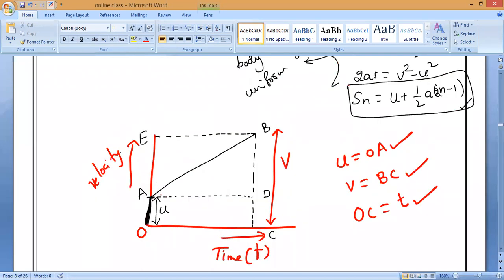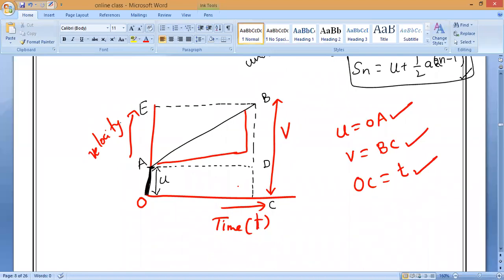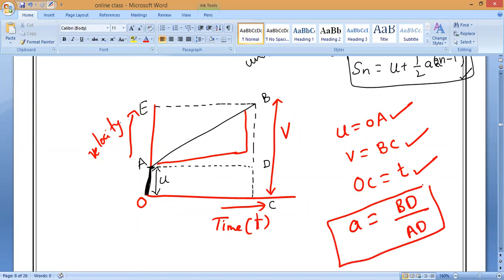Tell me the acceleration of this graph. I want the acceleration of this graph. Anybody can tell me? The acceleration of this graph is equal to what? BD divided by AD. Any doubt in this?